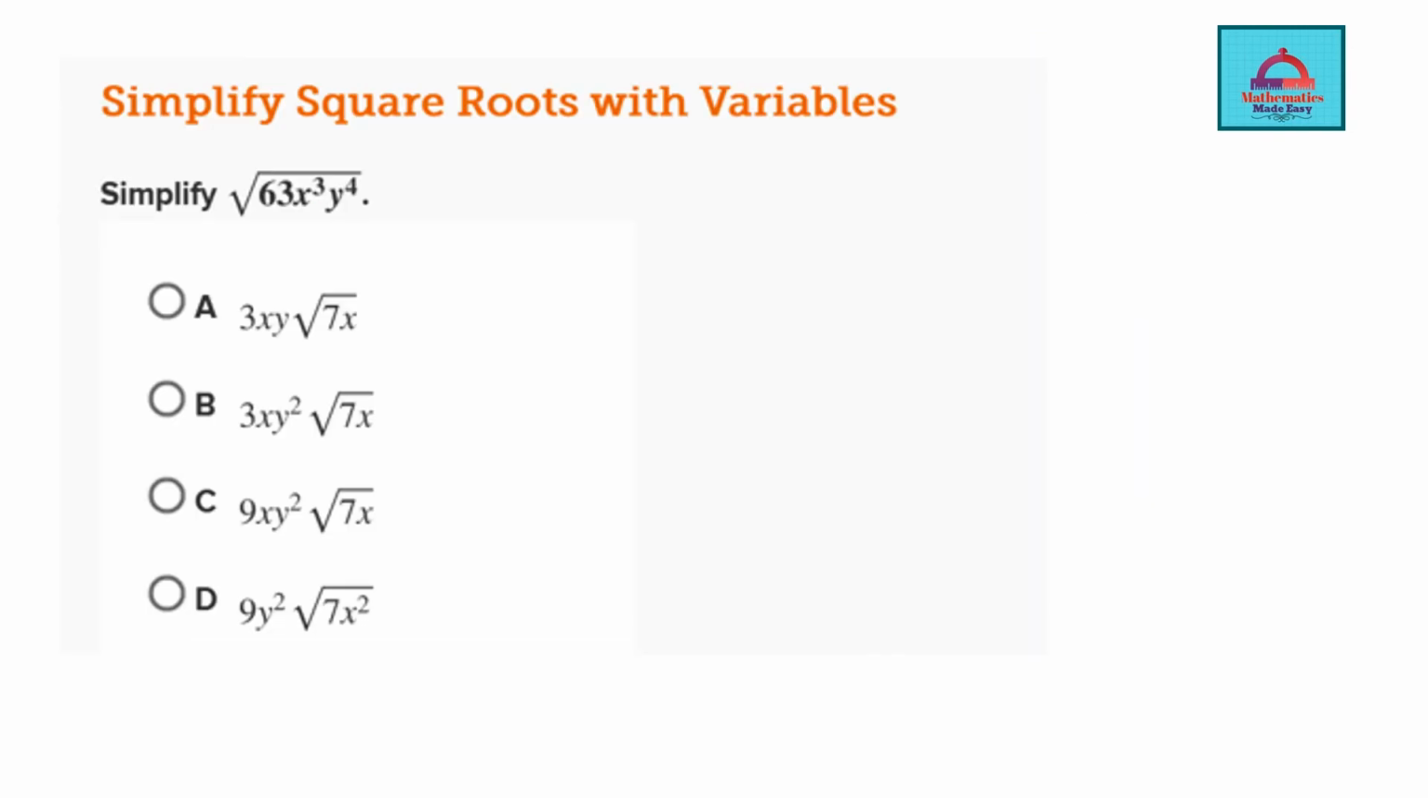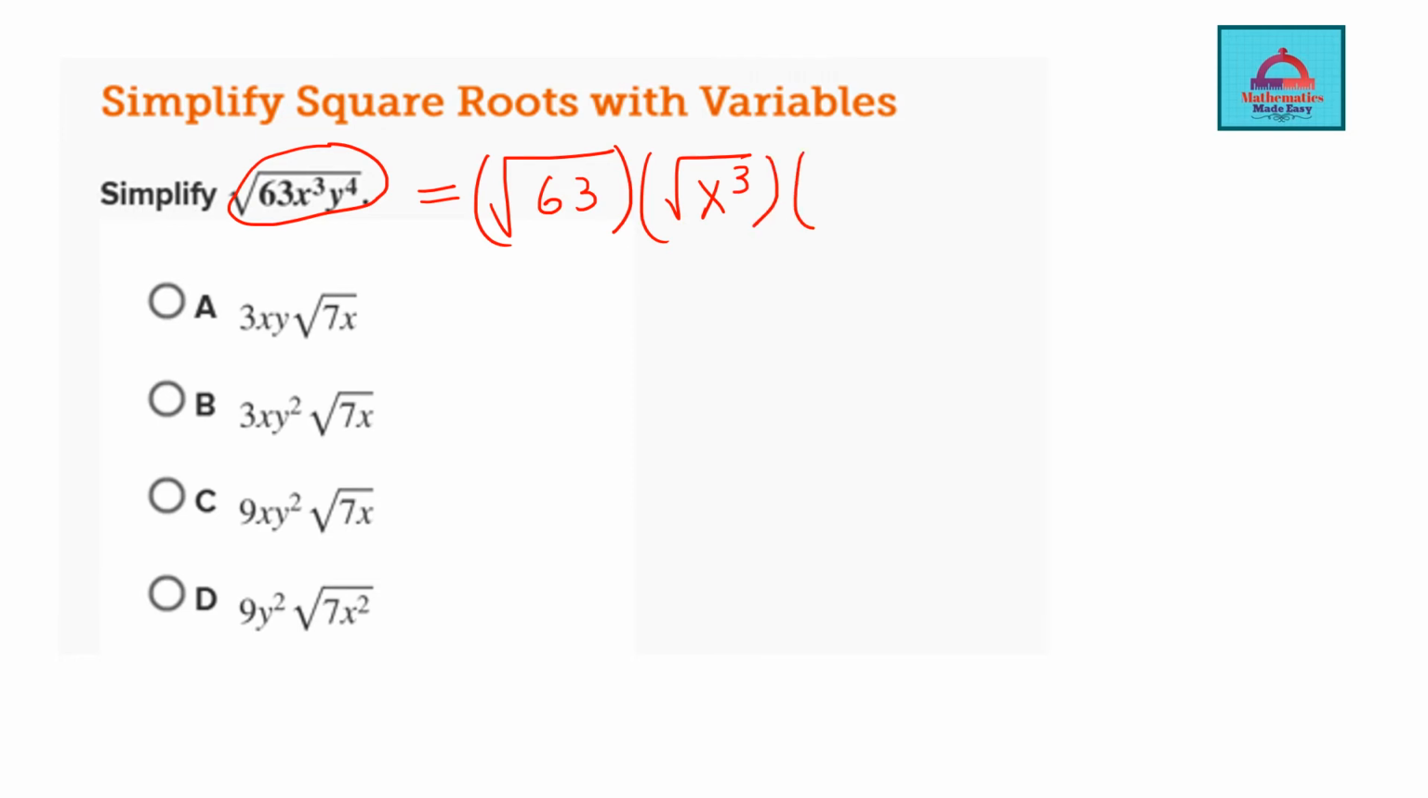Okay, now let's do a little different kind of question. And as you see, what is the difference here? Here you have to find the square root of 63. That's the number, but you also have variables x cube and y to the power 4. So what you are going to do, you are going to basically break it down into the square root of the number, the square root of the variable, and the square root of the variable, right?